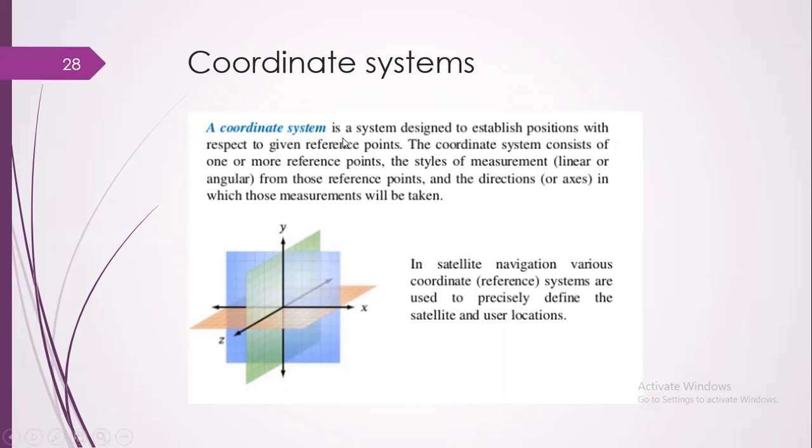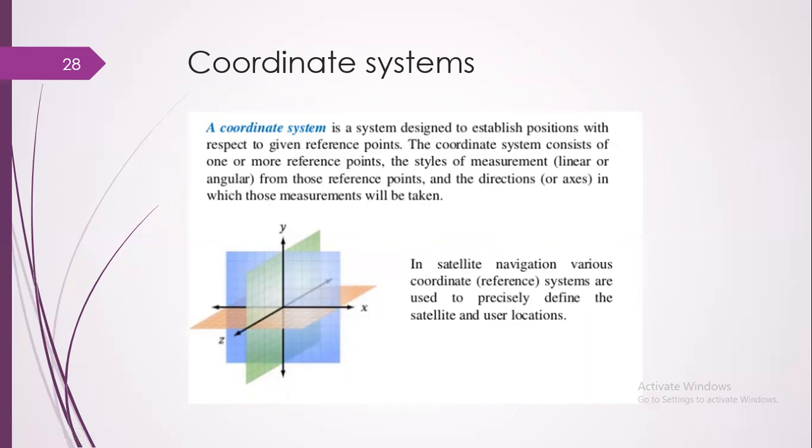So it is a system designed to establish position with respect to given reference points. The coordinate system consists of one or more reference points, the style of measurement, linear or angular, from those reference points, and directions or axes in which those measurements will be taken. So this is the dimension of three main axes.